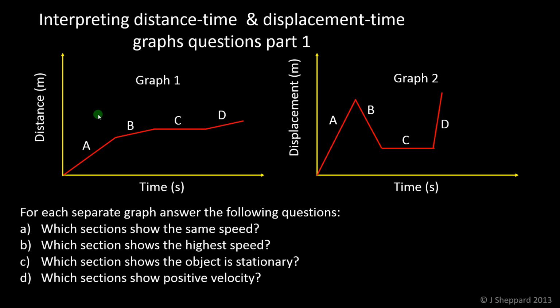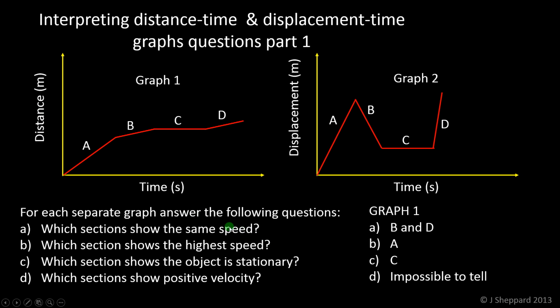Okay, so let's have a look at these graphs then. Looking at graph 1 to start with, well, what we've got then is the following. So which sections show the same speed? Well, the speed, remember, is the steepness of the graph on this distance time graph. So sections B and D are kind of parallel to each other. They are about the same slope. So B and D will be at the same speed. They're certainly the closest for that graph. The highest speed is the steepest part, so A is the steepest part of graph 1. Object being stationary, so it's not moving, is the horizontal line, which is C.